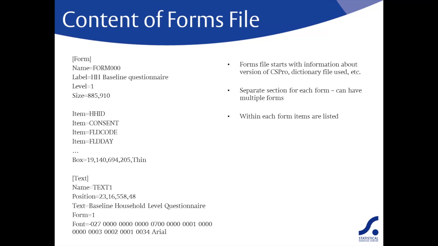Within each form definition in the file, all the items used on that form are listed. Any boxes on the form are described. The description includes the size and position of the box on the screen and the type of border used. Boxes are used to split up the form and give visual clues to the user. If there is a box around a set of questions on the questionnaire, then you can put a box around the corresponding items on the screen.